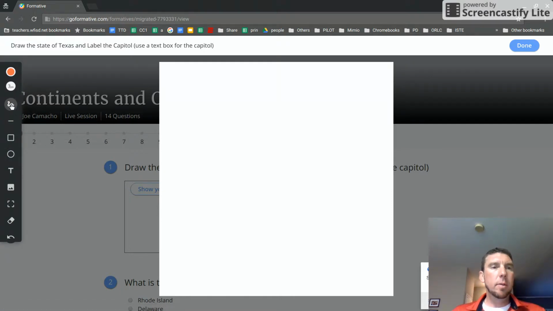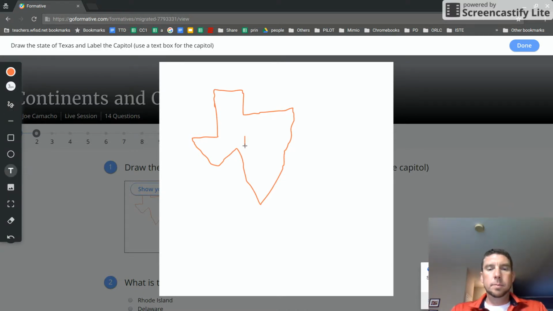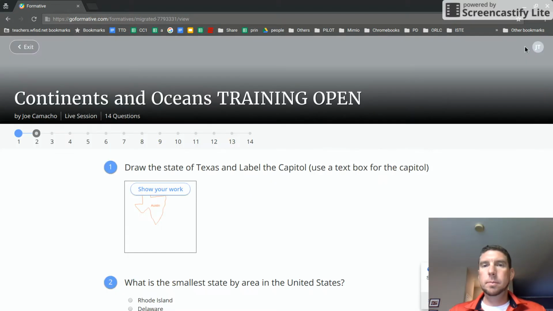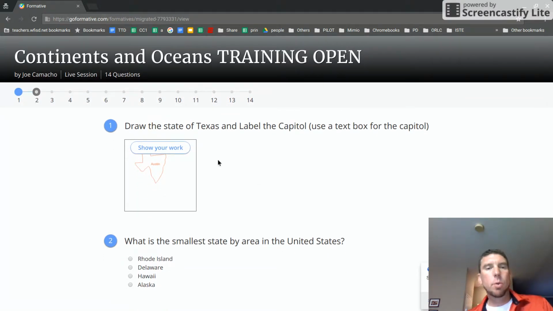I have my line thickness, my squiggle or toolbar for the pencil, line, square, circle, text, insert an image, the selection, and then there's erase and then undo. So let's start by drawing. This is going to be really bad, you guys. I'm going to draw the triangle state of Texas. So let's go up this way a little bit. There we go. And I'm going to click on the text button, and we're going to do Austin as the capital. So that's it. Up here in the top right-hand corner, click on Done. And there, I'm done with question number 1.